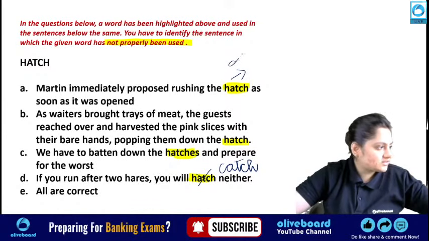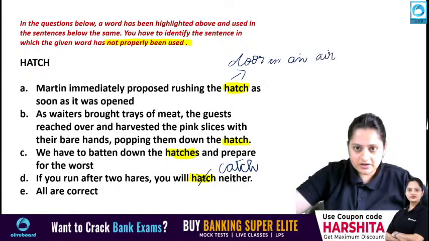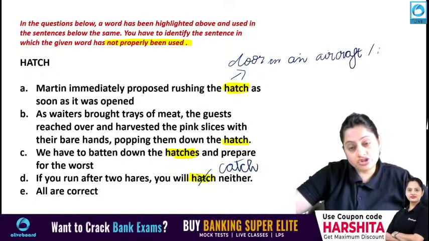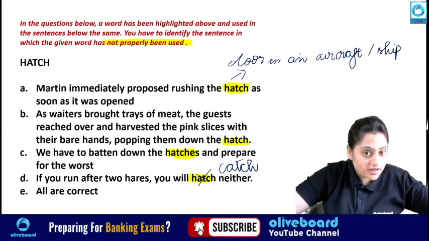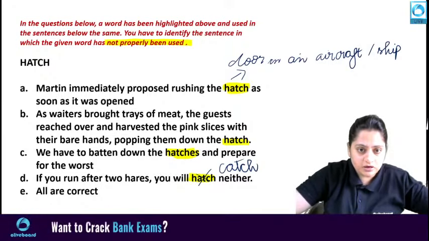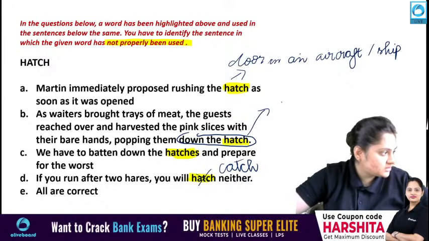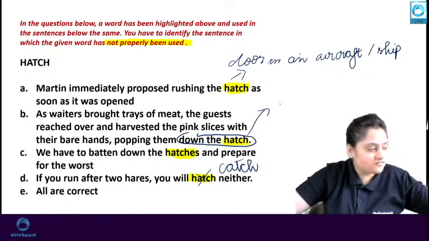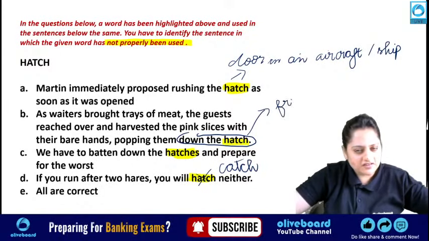Any door, guys, of an aircraft, door in an aircraft or a ship, we say hatch. First meaning. Okay. Down the hatch, what is it written? The guest reached over and harvested the pink slices with their bare hands, popping them down the hatch. This is the context here. This is the complete way you will read this phrase. Means friendly feelings that one shows towards one's companion before drinking.